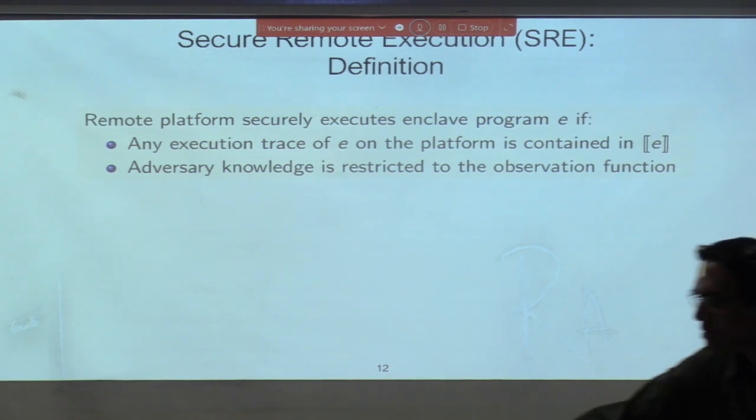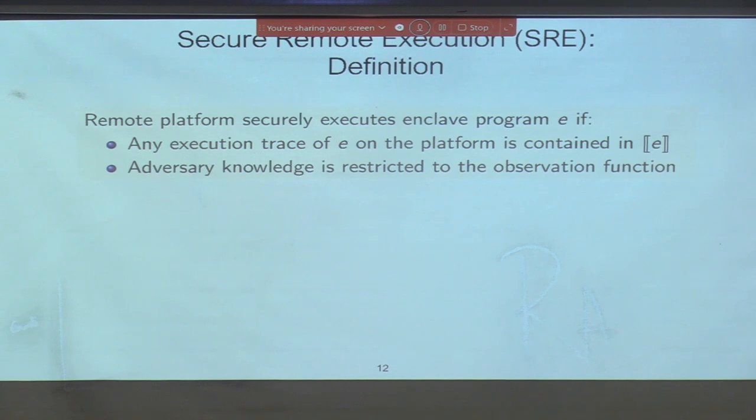Yeah, question? You've been only looking at one enclave at a time. It takes something more you want that.